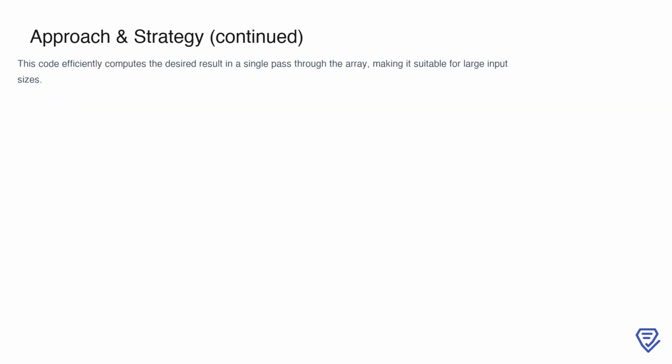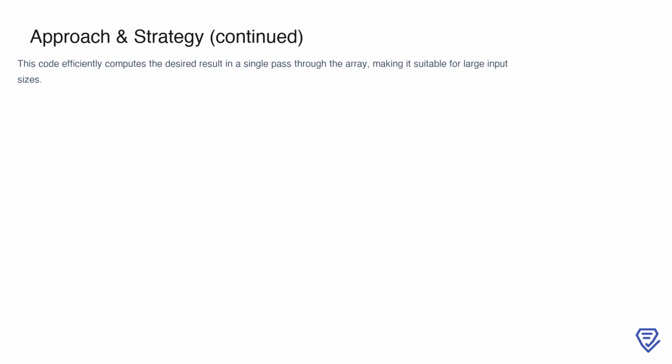This code is highly efficient, as it computes the desired result in a single pass through the array. Its low time complexity of O(n) and constant space usage make it ideal for handling large input sizes, including arrays with up to 10,000 elements. By avoiding the inefficiencies of brute force and the overhead of sorting, this approach delivers an optimal solution to the problem. It not only meets the constraints of the problem but also ensures scalability and simplicity. This makes it an excellent choice for solving the maximum product of two elements in an array problem efficiently and effectively.